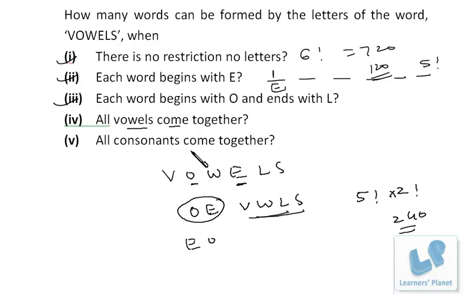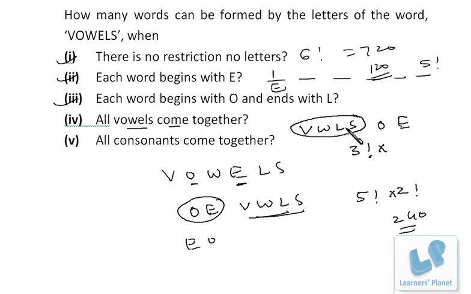Now all the consonants come together, right? Now we don't have to take O and E together like this. Now we have to take V, W, L and S as one word, then O and then E. Now we have 3 letters. I'm treating this as 1 only. So 1, 2, 3. 3 letters can be arranged in 3 factorial ways. Now we have to keep the consonants together, but the consonants can change the position inside, right?